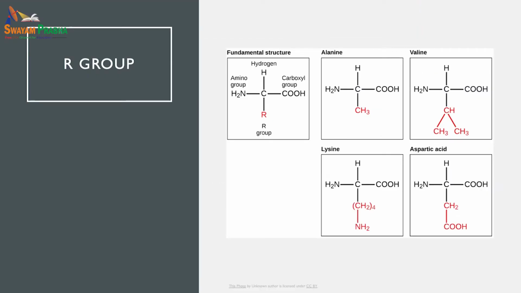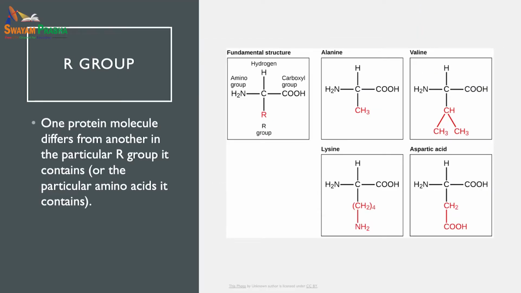Now let us study what this R group is. One protein molecule differs from another in the particular R group it contains, or the particular amino acids it contains. Here is the fundamental structure of an amino acid which we have studied in the last slide. Each amino acid has a carboxyl group or COOH group, an amino group or NH2 group, then a hydrogen atom and an R group. Now here we have 4 examples of amino acids: alanine, valine, lysine and aspartic acid.